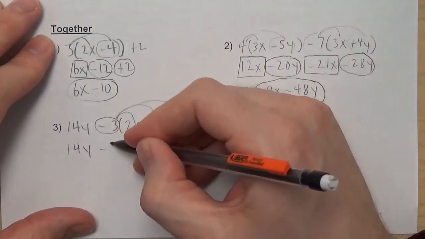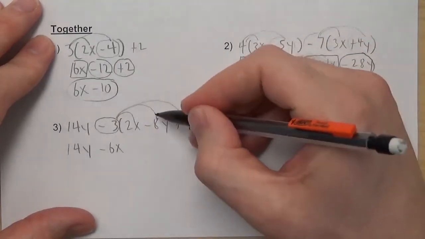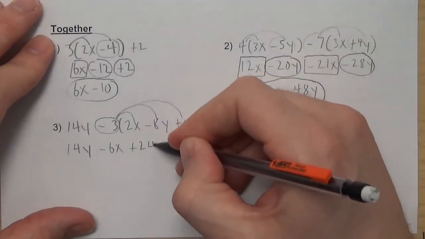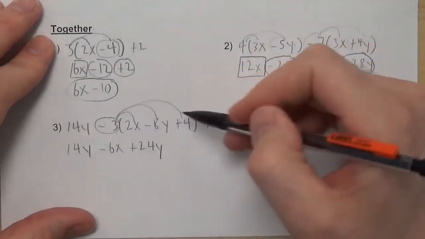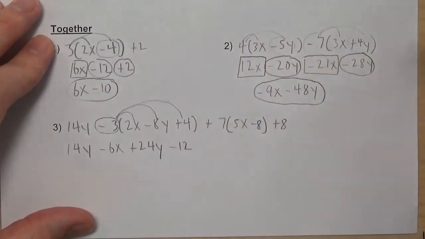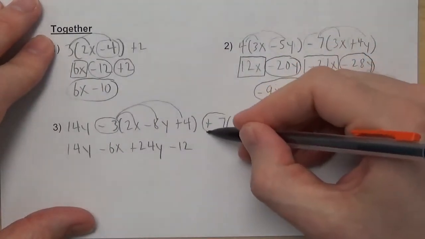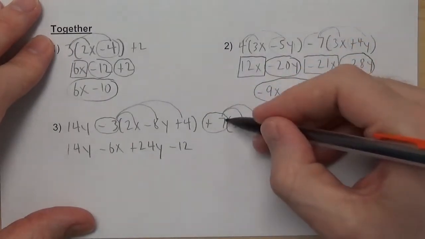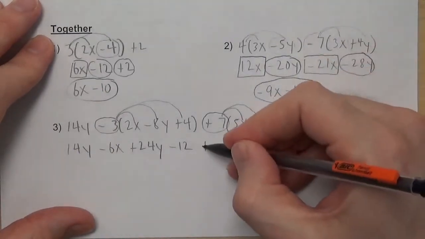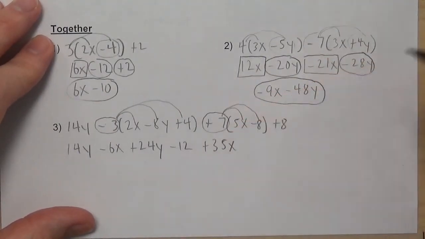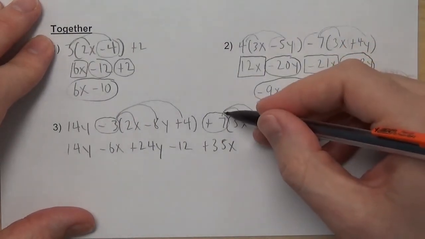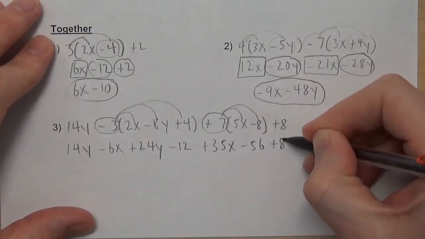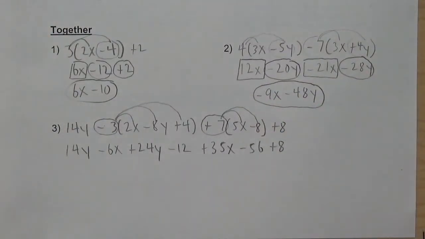Negative 3 times 2x is negative 6x. Negative 3 times negative 8y, a negative times a negative is a positive, and 3 times 8 is 24, so 24y. And then also negative 3 times 4, which is negative 12. Also part of this distributive property step, positive 7 times 5x and times negative 8. So 7 times 5 is 35, so positive 35x as well. 7 times negative 8 is negative 56, and then you have this plus 8 there at the end. That's not part of the distributive property, we just bring down.